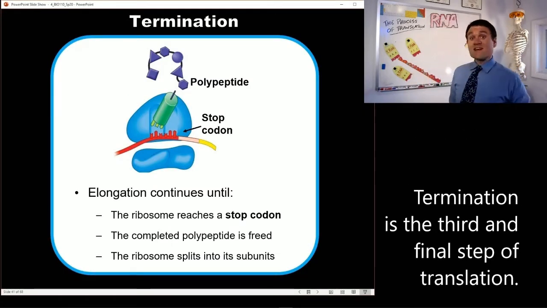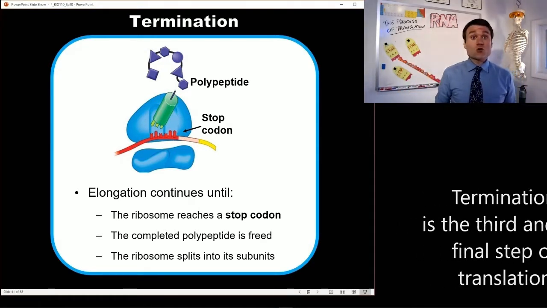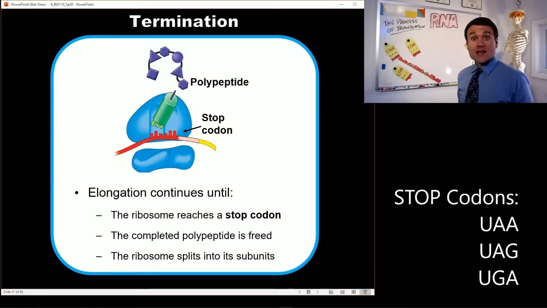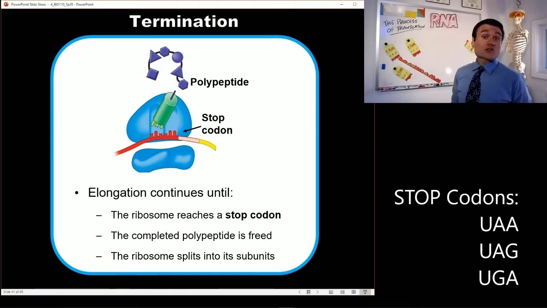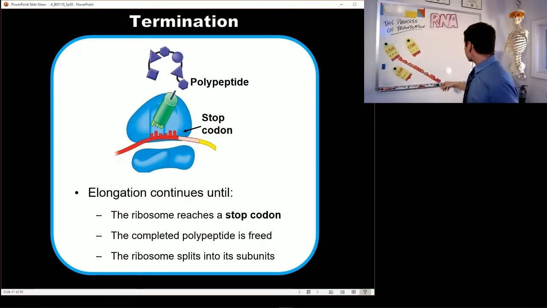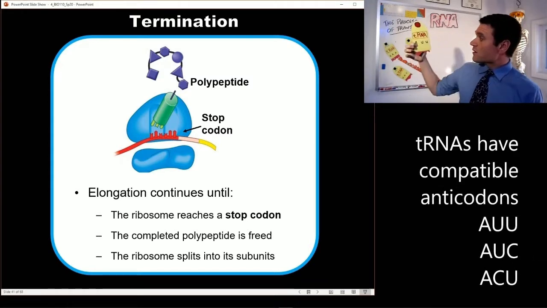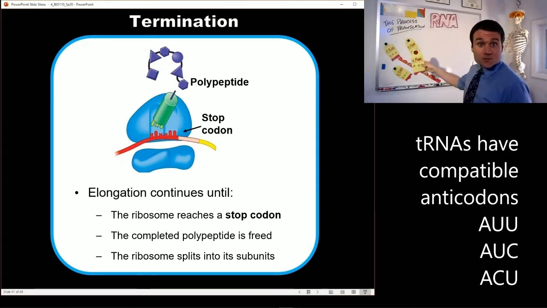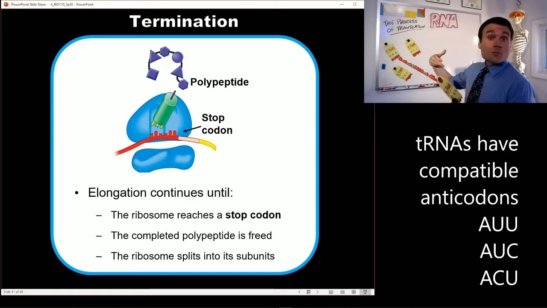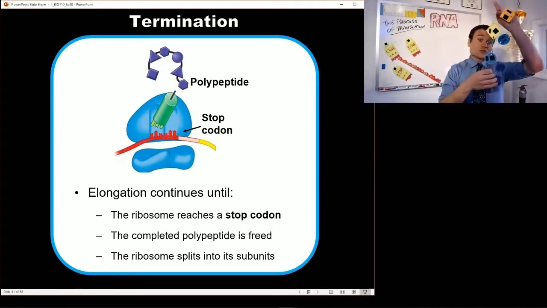Finally, termination. Termination occurs when we get to one of those 3 stop codons. If you check the chart that we had of all of the different possible codons that exist, the genetic code chart, you'll see that there are 3 that are marked stop codons. The tRNA with the stop codon doesn't have an amino acid attached to it. So when it goes through the ribosome, when it travels from the A site to the P site to the E site, there's no new bond that's formed, and therefore our polypeptide is released into the cell.